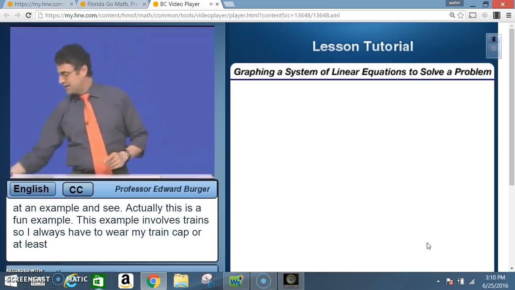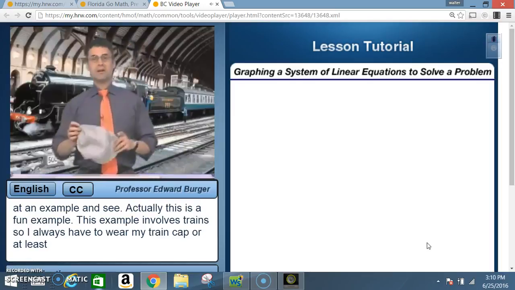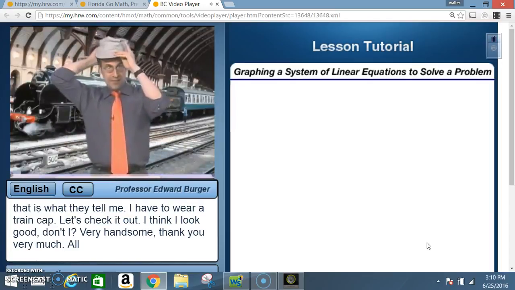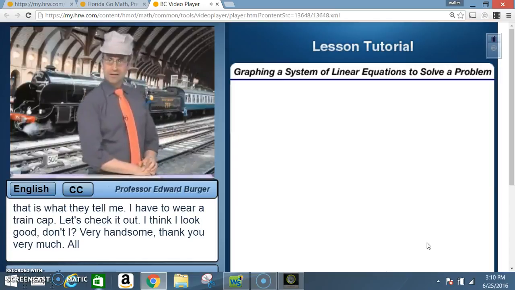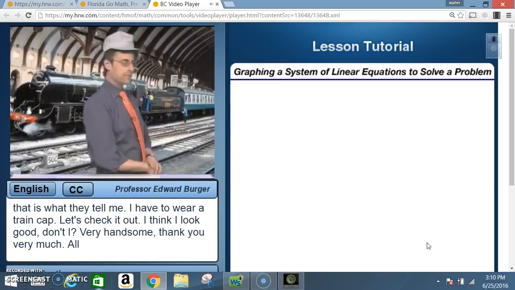And actually, this is a fun example. This example involves trains, so I always have to wear my train cap, or at least that's what they tell me. I have to wear a train cap. Let's check it out. I think I look good. Oh, look at this. Very handsome, by the way. Thank you very much. All right, here we go.